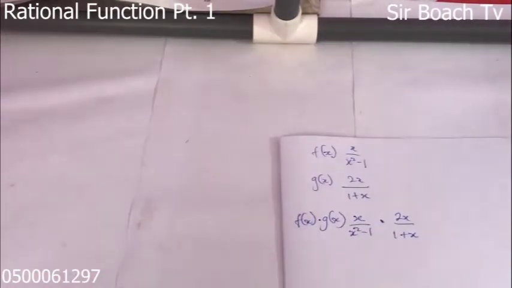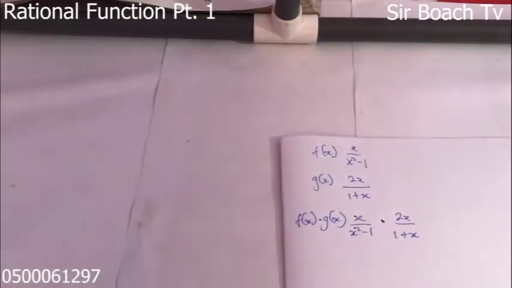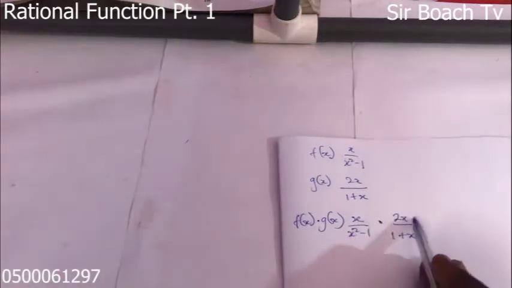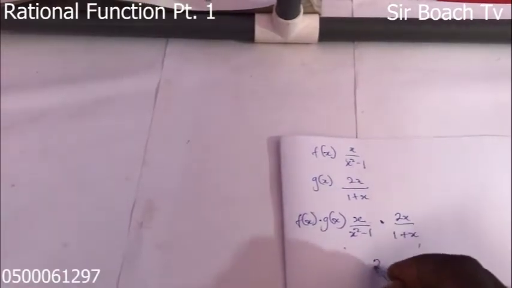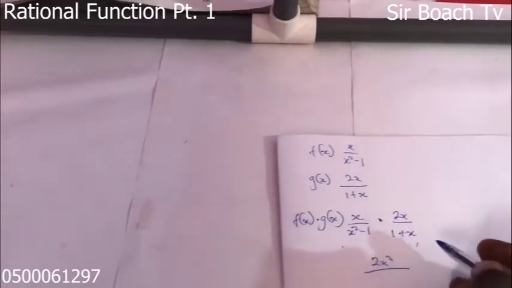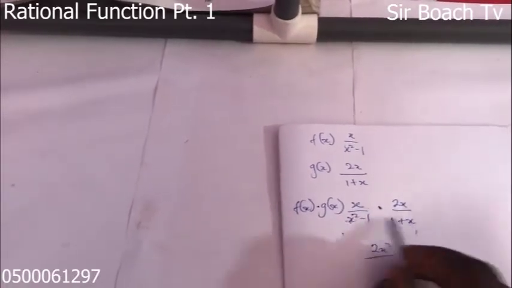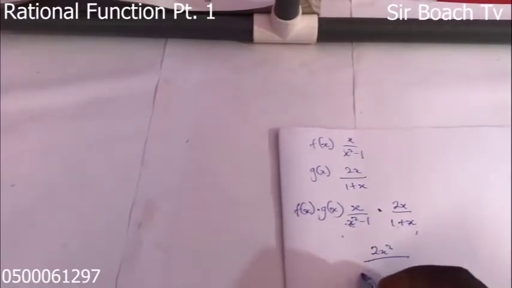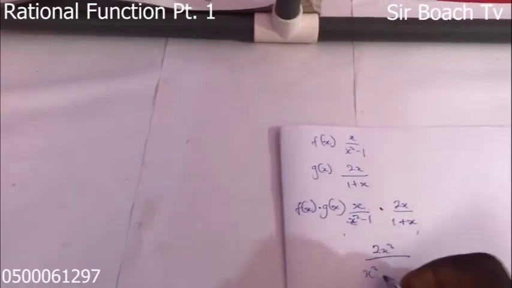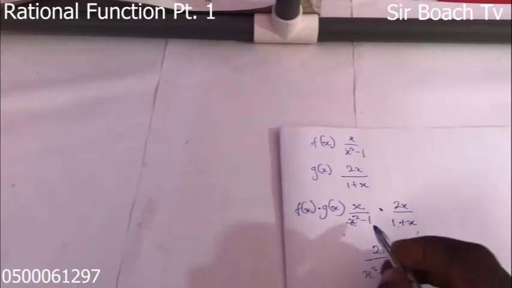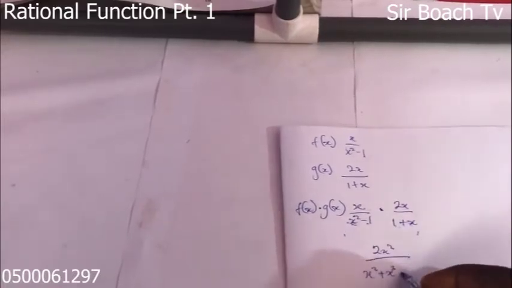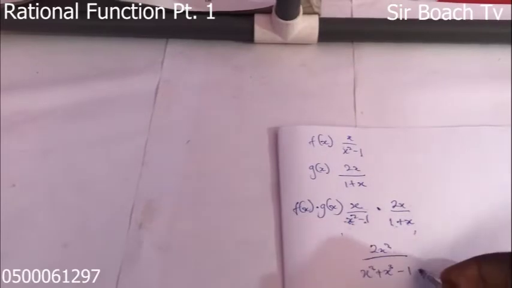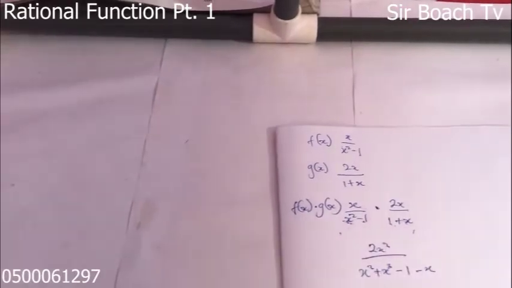We know that when we are multiplying, the dot there means multiplication. So it's top by top and down by down. So this multiplied by this and this multiplied by that. We are going to get 2x squared over. Now we are multiplying this. This time this will give me x squared. This time this will give me plus x cubed. This time this will give me minus 1. This time this will give me minus x. So this is what we are getting.